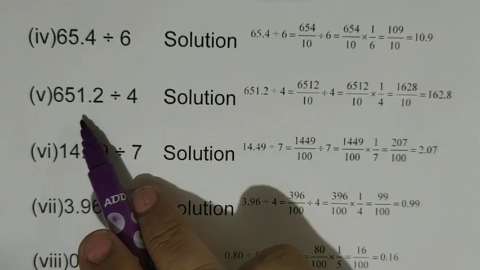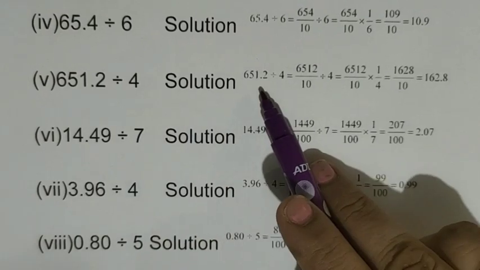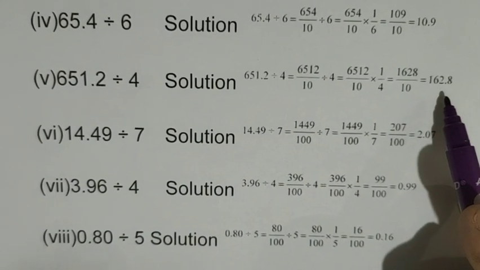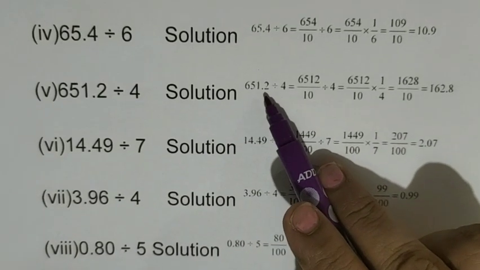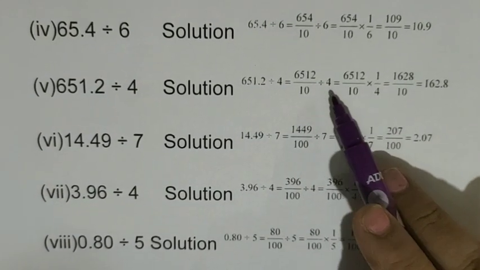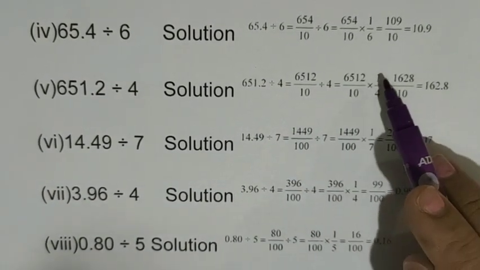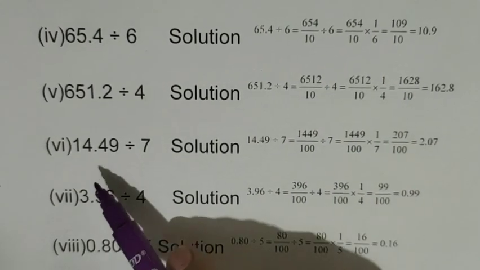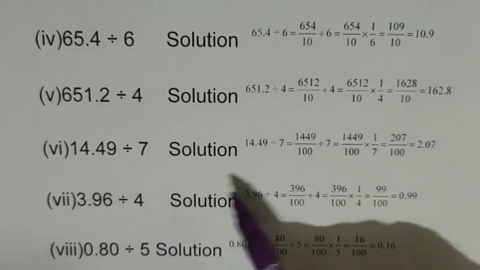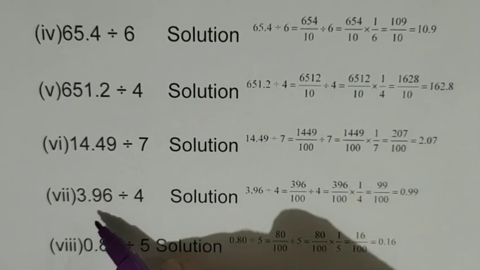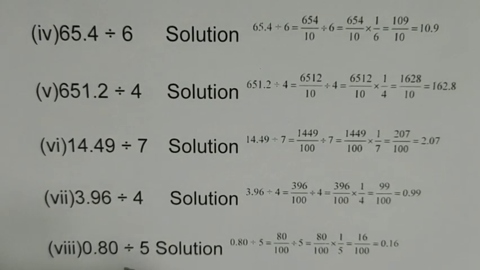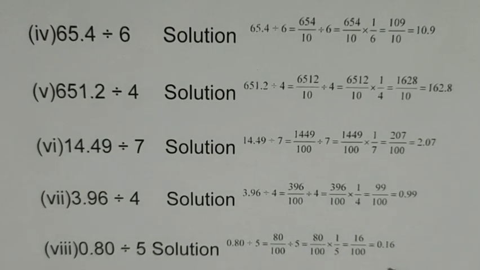Fifth question, 651.2 divided by 4. 651.2 divided by 4 is equal to 162.8. What is the change? Here .2 means 1 decimal, so divide by 10. Divide by 4 will become into 1 by 4. Now I am not explaining the steps, just the direct answers. 14.49 divided by 7 means 2.07. 3.96 divided by 4 means 0.99. 0.80 divided by 5 means 0.16.